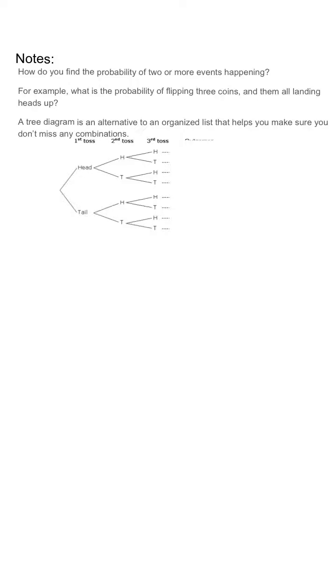And then finally, you write down what those total outcomes were by running through the tree in each spot. So you could first get heads, and then heads again, and then heads. So that would be heads, heads, heads. Or you could get tails, and then heads, and that would be tails, tails, heads.